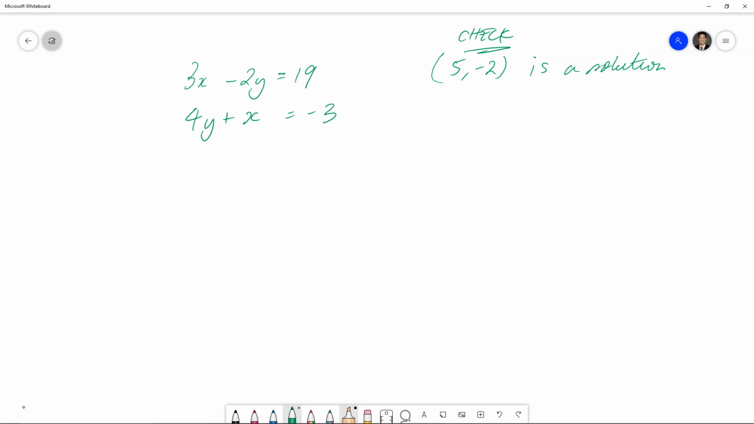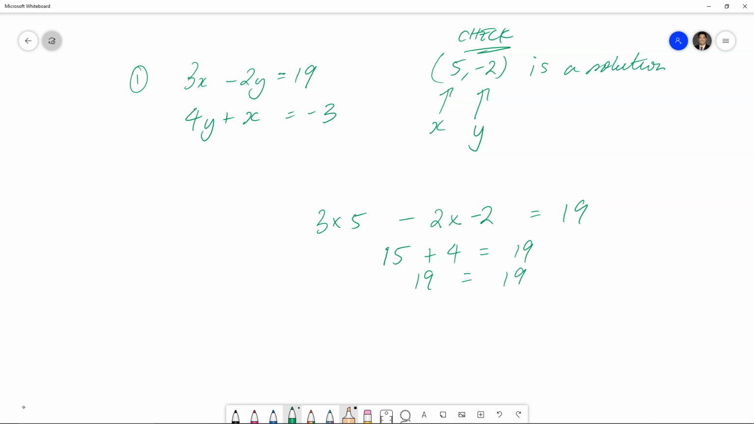So what we need to do is substitute these values for x and y into each of the equations and see if it holds true. So we'll start with number 1. We've got 3 times 5 minus 2 times minus 2 is equal to 19. Does that equal 19? Minus 2 times minus 2 is positive 4. 3 times 5 is 15. And so 19 does equal 19.